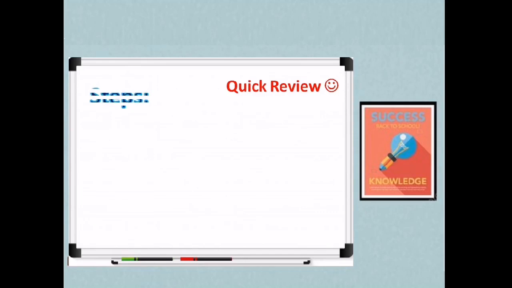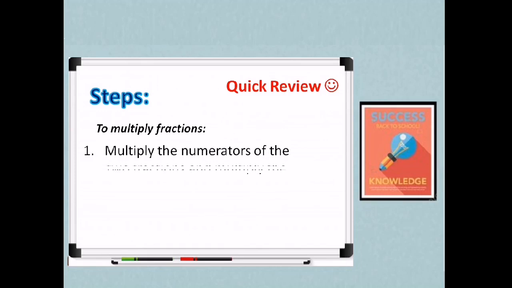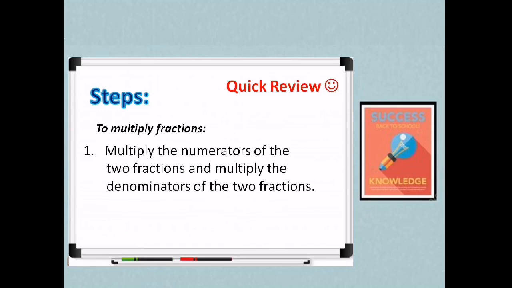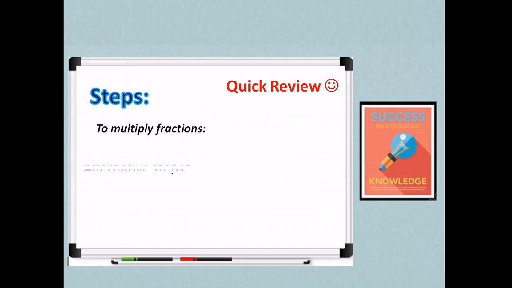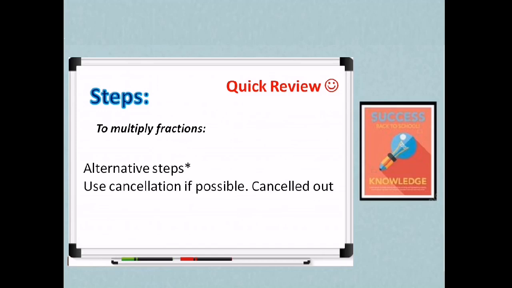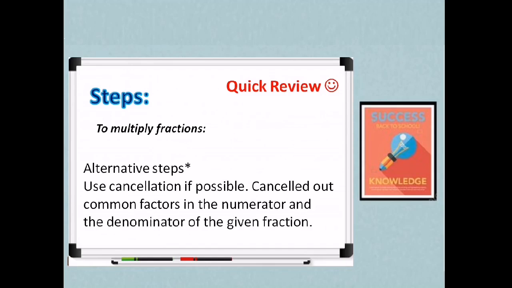Okay, so let's have a quick review on the steps in multiplying fractions. First step, multiply the numerators of the two fractions and multiply the denominators of the two fractions. Or, numerator times numerator and denominator times denominator. Then, express your answer in lowest term if possible. So, hanapin natin yung common factors na makakancel para makuha natin yung reduced form. Or, we have alternative steps. Use cancellation if possible. So, cancel out common factors in the numerator and the denominator of the given fractions.